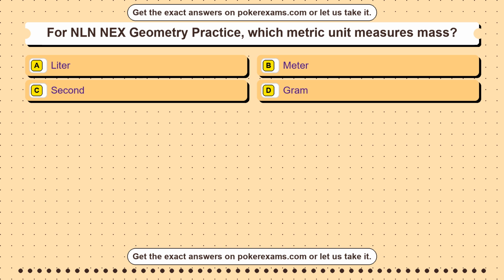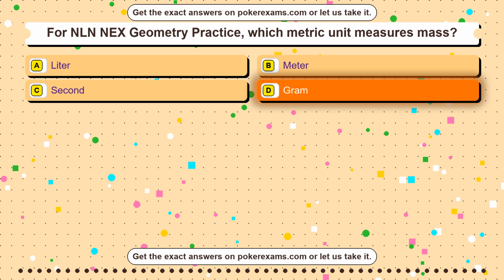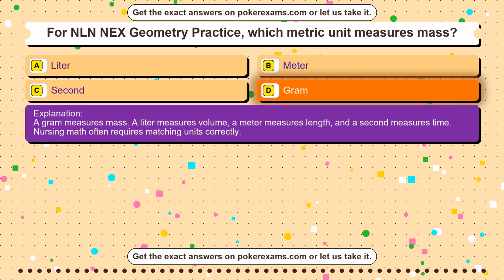Question 2. For NLN NEX Geometry Practice, which metric unit measures mass? Option A, liter. Option B, meter. Option C, second. Option D, gram. The correct answer is option D, gram. A gram measures mass. A liter measures volume, a meter measures length, and a second measures time. Nursing math often requires matching units correctly.